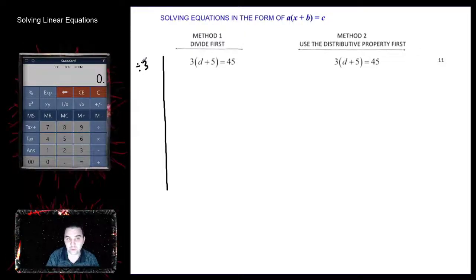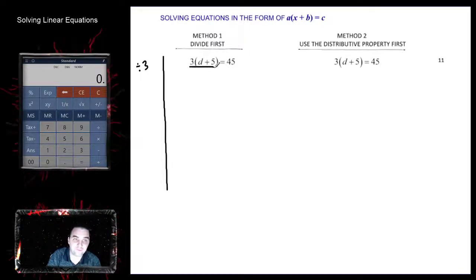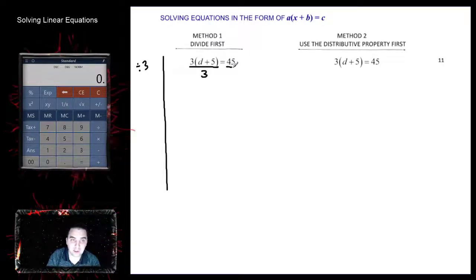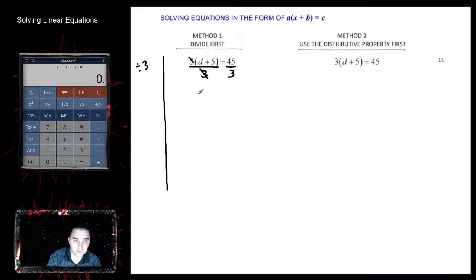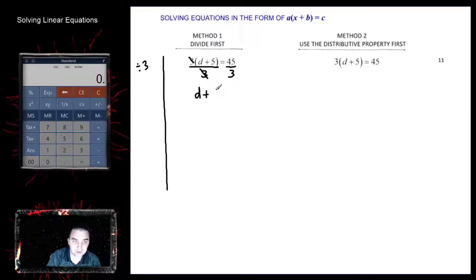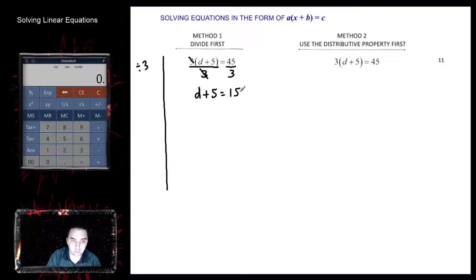What I'm going to do is the opposite operation of multiplying by 3, which is dividing by 3. And when you do it to one side, you have to do it to the whole thing because we have to keep the balance of equality. So if I divide this by 3, I have to divide this by 3 too. Dividing this side by 3 cancels that 3 out, and I'm left with d plus 5. On this side, I have 45 divided by 3. That's just 15.